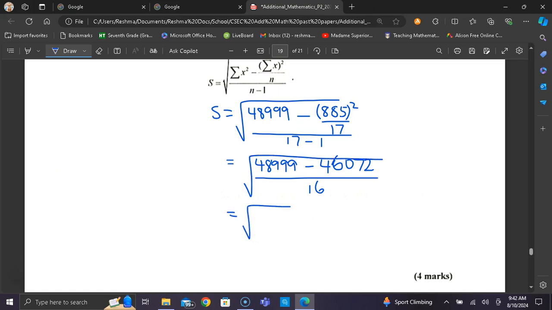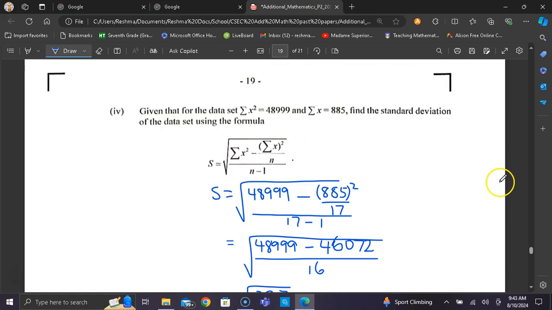So, next step, 48,999 minus 46,072 will give 2927. We divide that by 16. So that will be the square root of 182.9375. I'll use the whole number on the calculator. The square root of that will give me 13.5. I'll state my answer to 1 decimal place. So that is our value for our standard deviation.